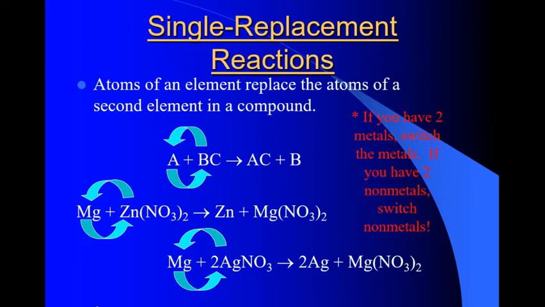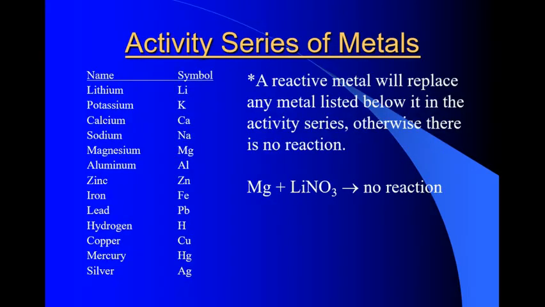So here's what it looks like. Make sure that if it's a metal trying to get to be part of a compound, the metal's kicking the metal out. Cations replace cations. If it's an anion trying to get into the compound, if it's a non-metal, it will kick out the anion or the non-metal at the end of the compound. So here's the activity series. Notice at the top, lithium is the most reactive, and at the bottom is your least reactive metals. So if a more reactive metal is already part of the compound, it's not going to react. You would write no reaction.